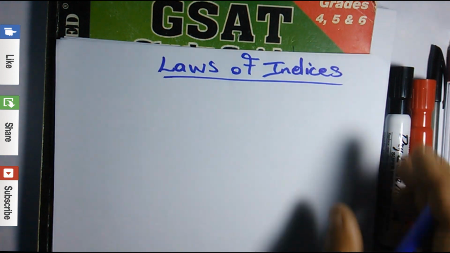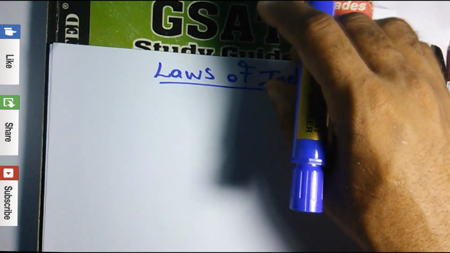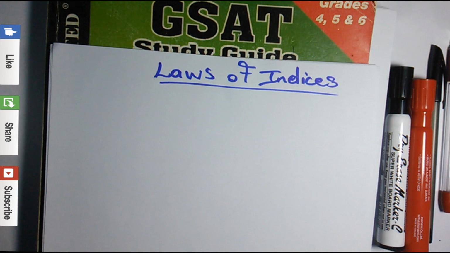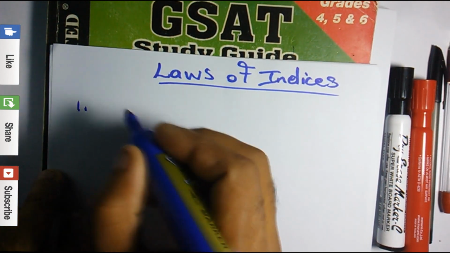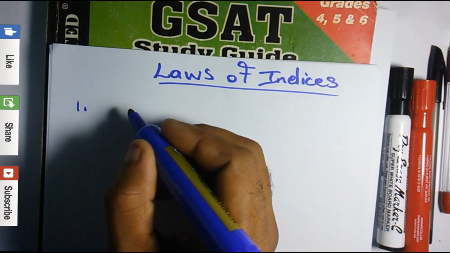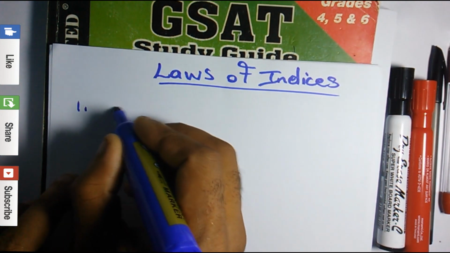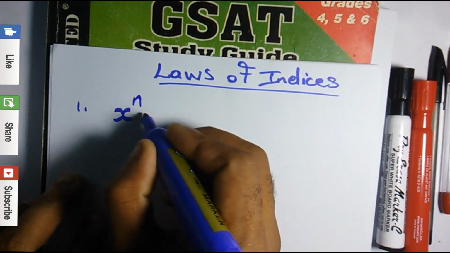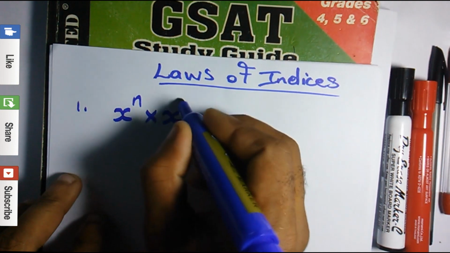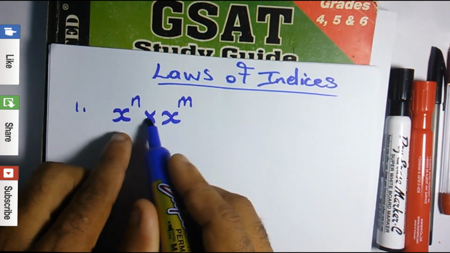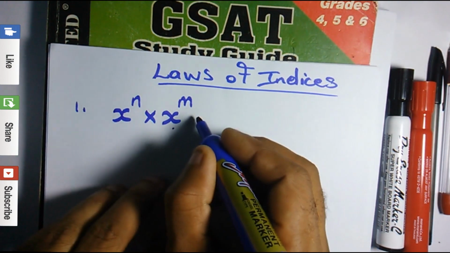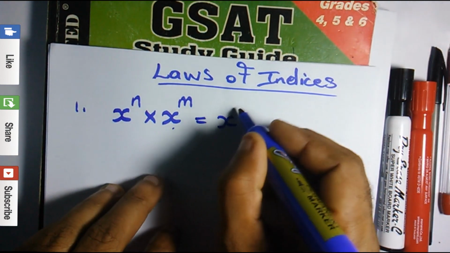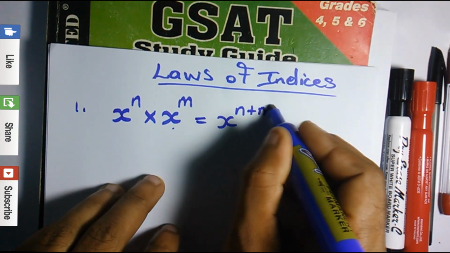Now you have probably about 4, 5, or 6 laws of indices which you need to know for the CXC maths exam. Law 1: if we are multiplying, for example x to the n by x to the m, and the bottoms are the same, we add the powers or exponents, so this would be equal to x to the n plus m.